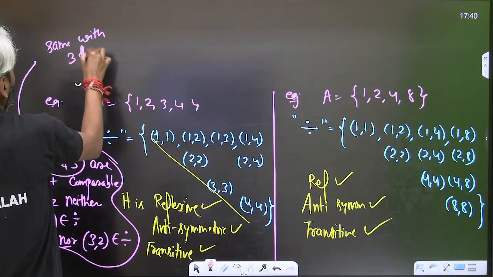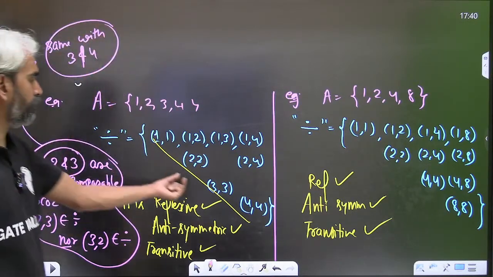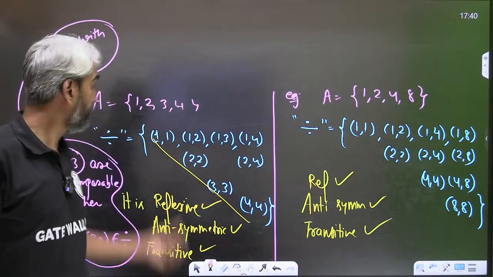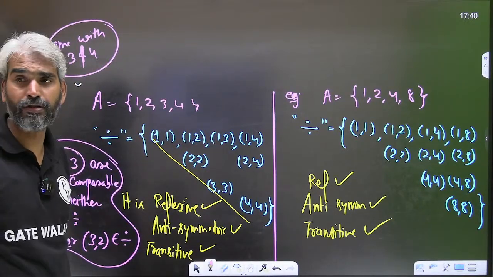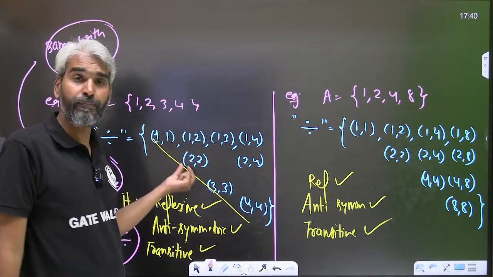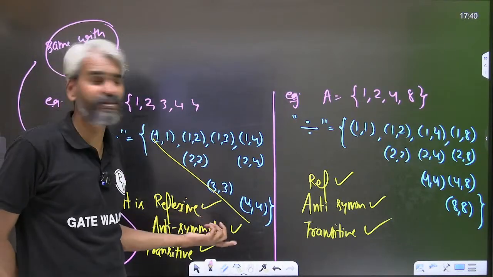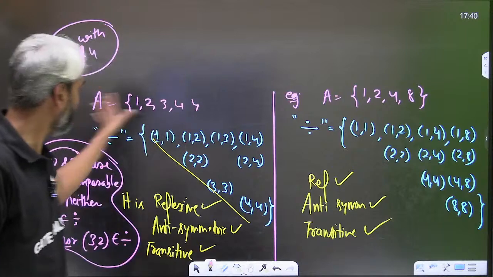But if you look at 2 and 4, 2 and 4 are comparable because 2 divides 4. (2, 4) belongs to R. 1 is comparable with all the elements because 1 divides all the elements. So 2 is comparable with 2 and 4. 3 is comparable with 3 only. 4 is comparable with 4 only with respect to this set.